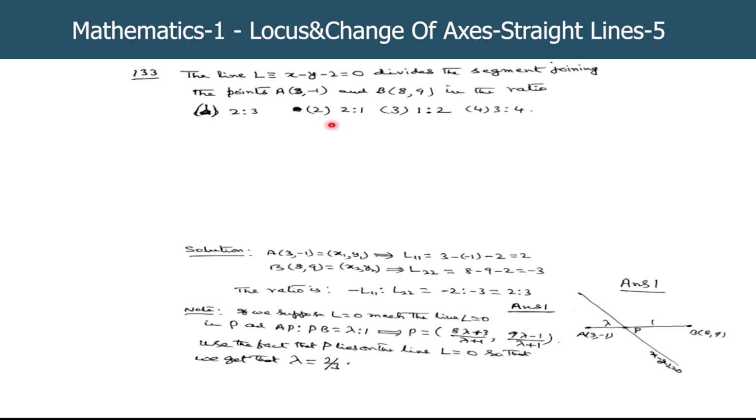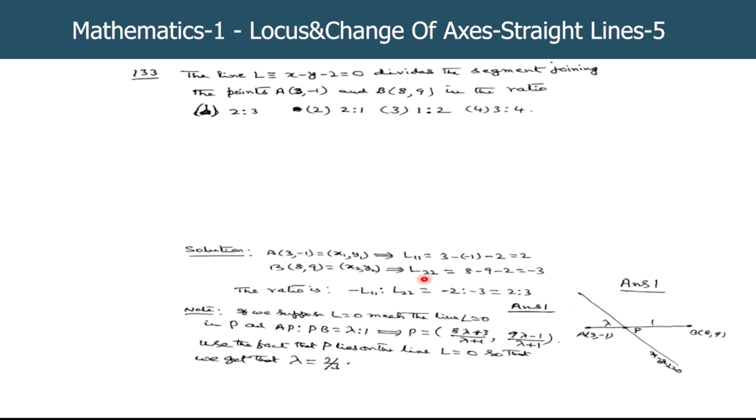133. The line L, x minus y minus 2 equal to 0, divides the segment joining the points A (3, minus 1) and B (8, 9) in the ratio: 1, 2 is to 3; 2, 2 is to 1; 3, 1 is to 2; and 4, 3 is to 4. And suppose A is (3, minus 1), suppose it is x1, y1, and you know that for the given line L11, it means 3 minus of minus 1 minus 2, which is equal to 2. And B is equal to (8, 9), suppose it is x2, y2.